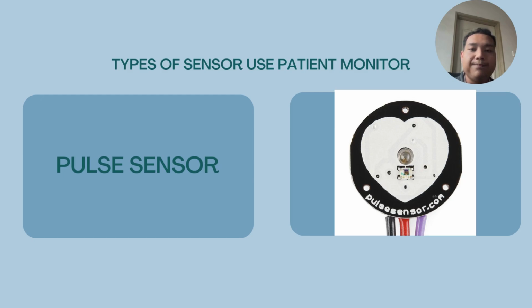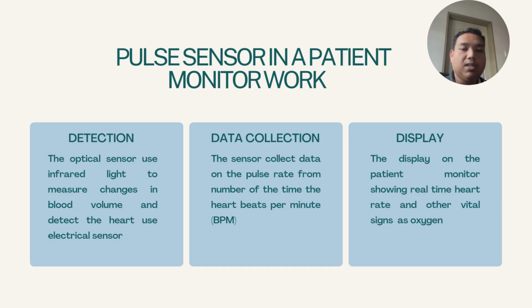and outcomes. I will continue about the type of sensor used in a patient monitor. This is about the pulse sensor in a patient monitor, how it works. First is detection. The optical sensor uses infrared light to measure change in blood volume and detect the heart, or uses an electrical sensor. For the second, data collection. The sensor collects data on the pulse rate from the number of times the heart beats per minute, called BPM. And third, display. The display on the patient monitor shows real-time heart rate and other vital signs such as oxygen.